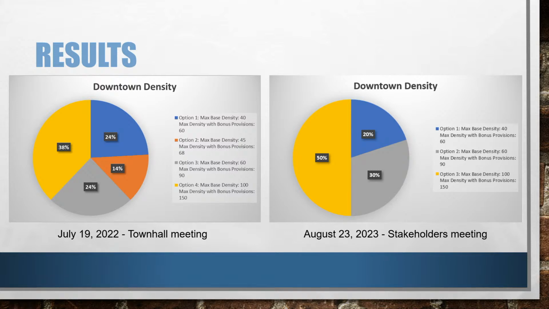So this August, we did hold a stakeholder meeting downtown, and we had a lot of good feedback and good interest from the business and property owners. In their survey results, you can see it changing some. Option 3 at the max density of 100 and 150 went up to 50% of the votes. Option 2 at 60 and 90 was 30%, and the lowest option of 40 and 60 was only 20% of the feedback we received.